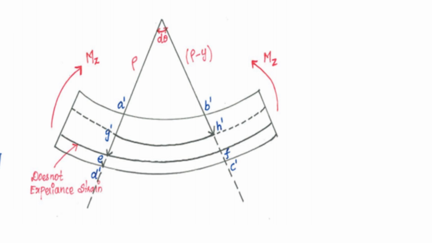Once you apply a moment, here you can see it is pure bending, only moment is applied, that is moment Mz. The top layer of the beam undergoes compression, whereas the bottom layer undergoes tension. The layer GH, which is just above the neutral layer, also undergoes compression.